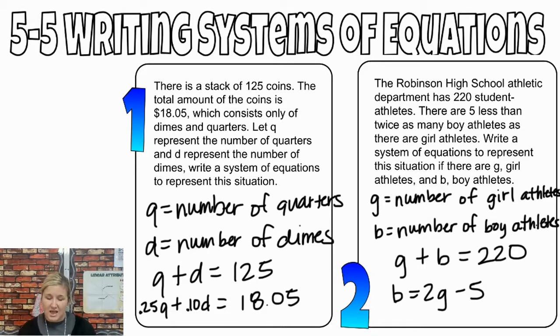That seems kind of backwards to write, but that's how you say it. So there are 5 less than twice as many boy athletes as there are girl athletes. It sounds like in the word problem that you would switch the boy and the girl, but you really don't. You're going to take the girls and multiply by 2. It's twice as many, but then you take away 5 and find out how many boys you have.